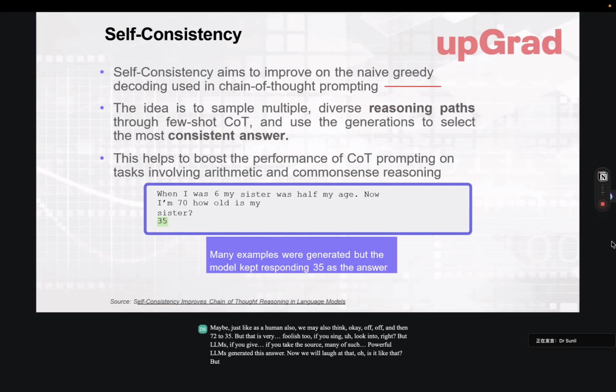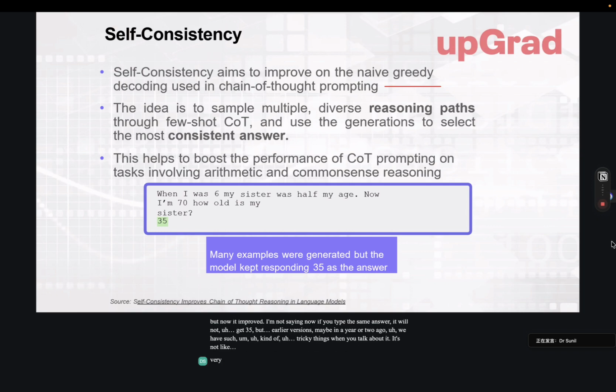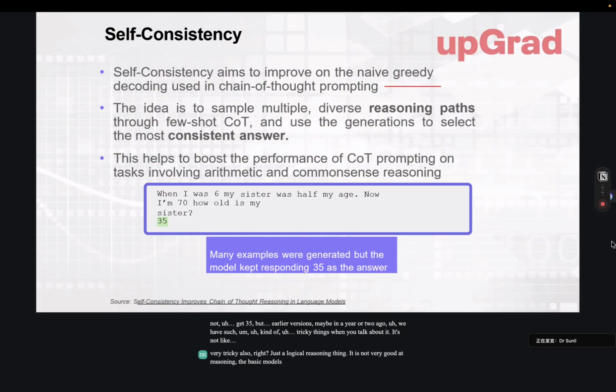But now it has improved. I'm not saying that if you type the same question now, you will not get 35. But in earlier versions, maybe a year or two ago, we had such tricky things. It's not very tricky also, right? Just a logical reasoning thing. The basic models are not very good at reasoning. That's where separate models are being built. That's the understanding we need to have.